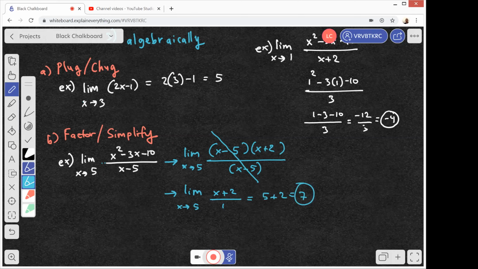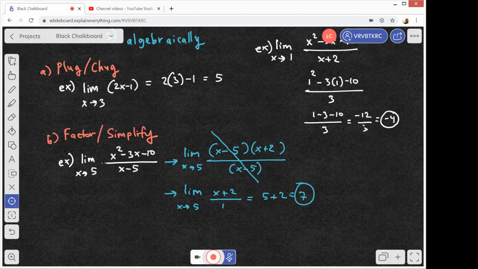I want to show you what that looks like graphically. So you understand that, let me go back to my pointer. So you understand that this function, the x squared minus 3x minus 10 over x minus 5, is the same function as x plus 2. The only thing that we did is we removed the problem, but it's the same function, right? It's the same function. So let me share my screen, my different screen here.